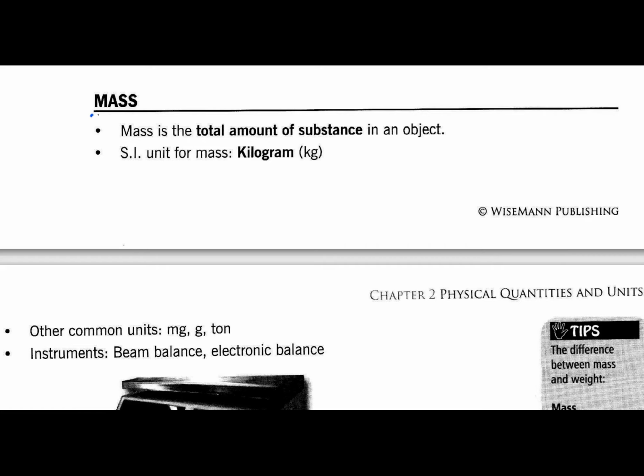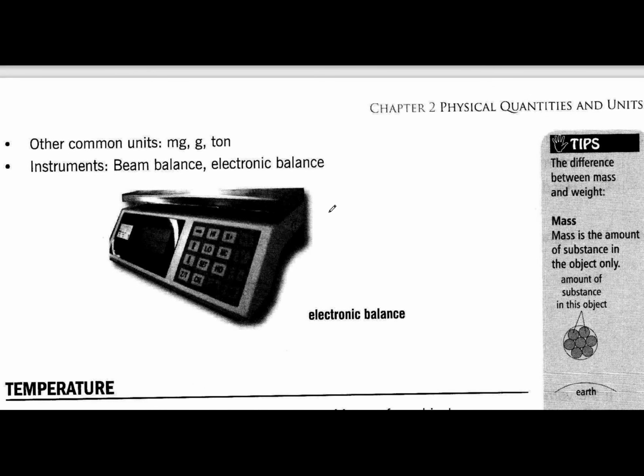Let us now look at mass measurements. Now, mass is the amount of substance in the body. It will never change even if you go to the moon or to outer space. The SI unit for mass is the kilogram. Other units of mass measurements are the milligram, the gram, and the ton, which is 1,000 kilograms.